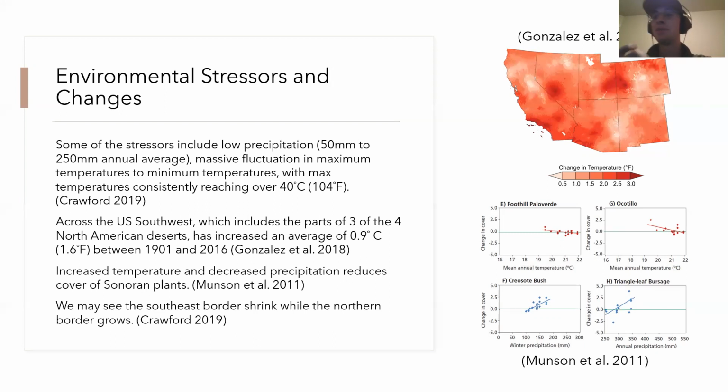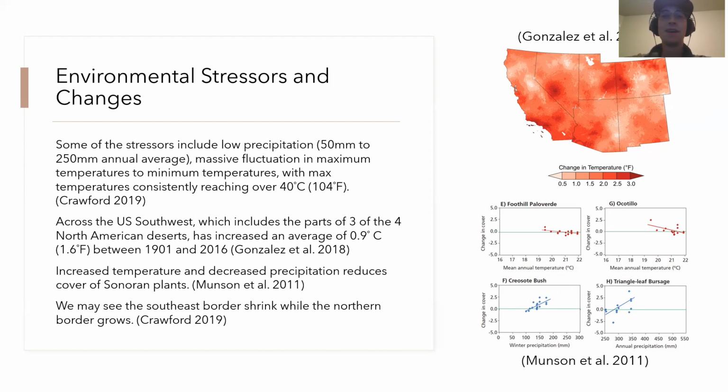We can see in this bottom graph here that when temperature increases, both the foothill Palo Verde and Ocotillo have a decrease in cover. And as precipitation decreases, we also have a similar change in cover with the creosote bush and the triangle leaf bursage, or bursage. So that's kind of an indicator of how stressful these conditions can be for what lives there.